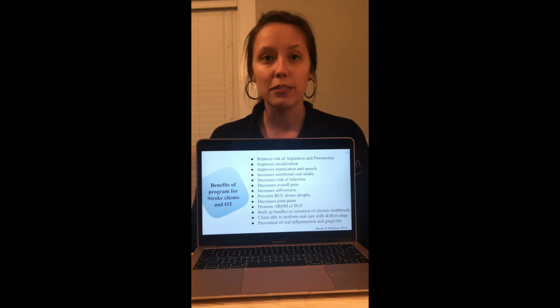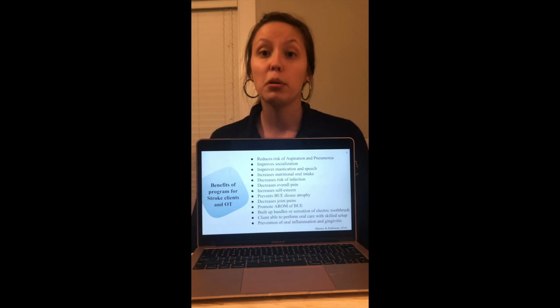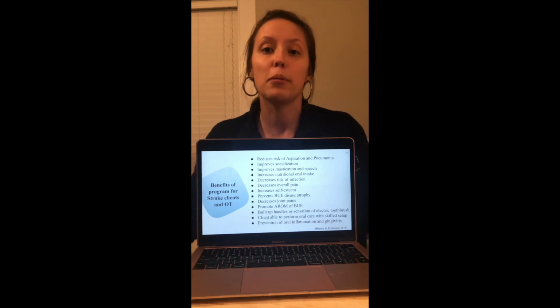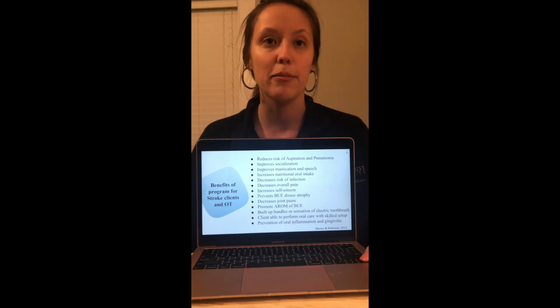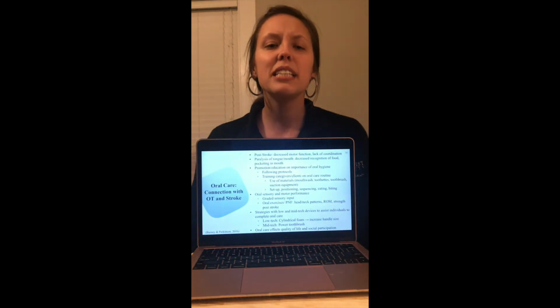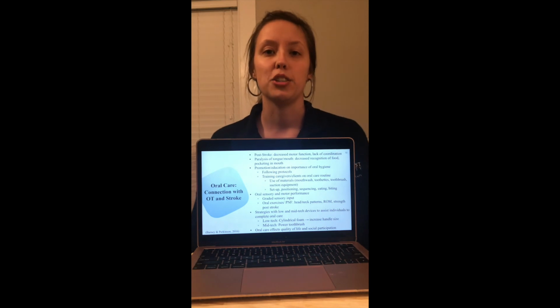It's going to increase self-esteem, decrease overall pain, decrease that risk of infection, promote active range of motion in the upper extremities through utilizing them to participate in oral care. These are just a few of the many benefits an occupational therapy oral care program can provide. So what's the connection between occupational therapy and stroke?